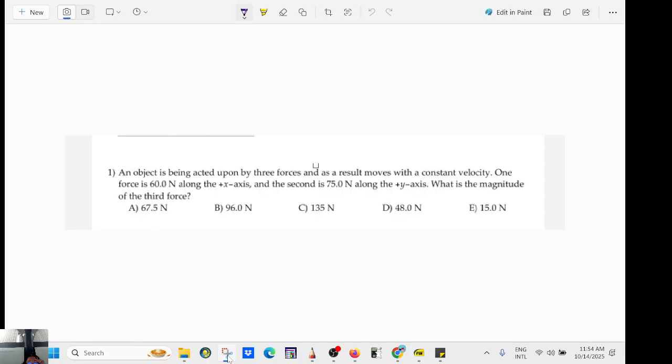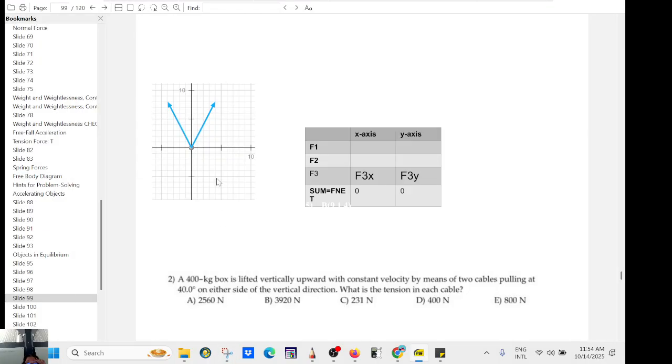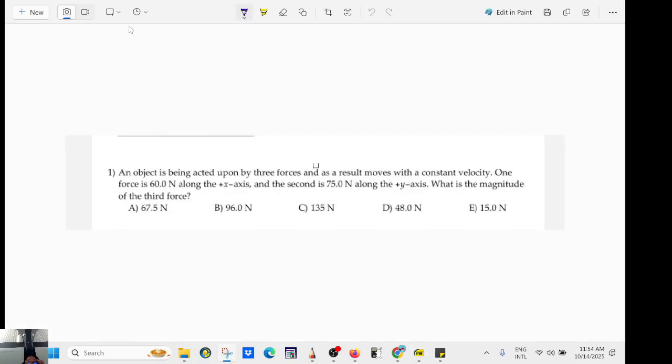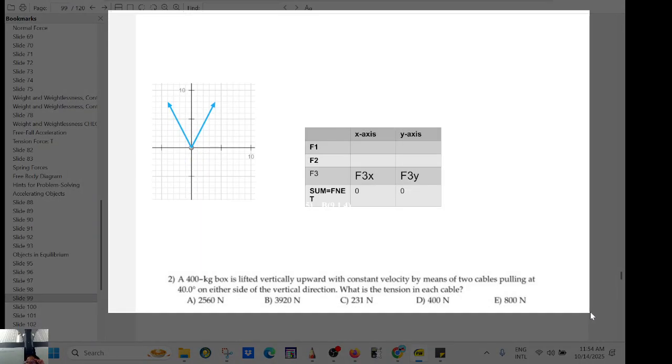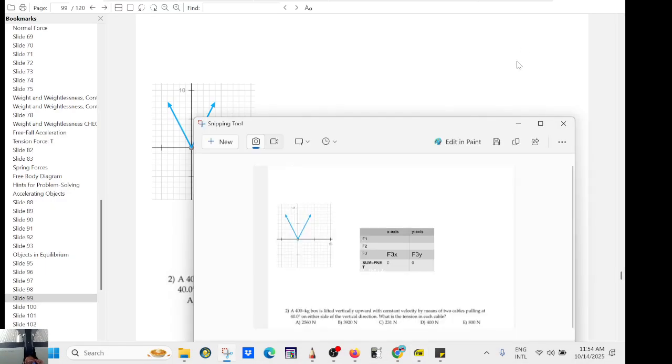So this one you need, it's this one. So this one you have two ways to do it. Yeah, you have the geometry way and the algebra way.